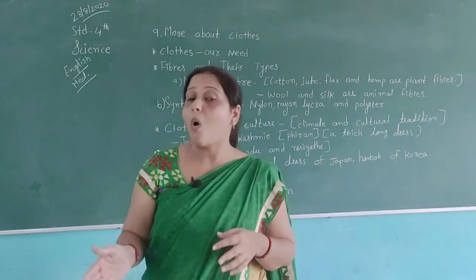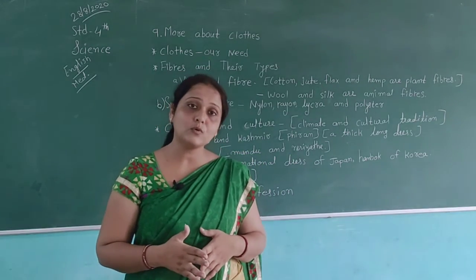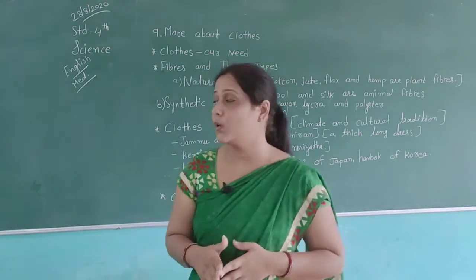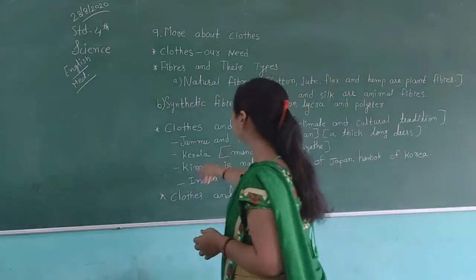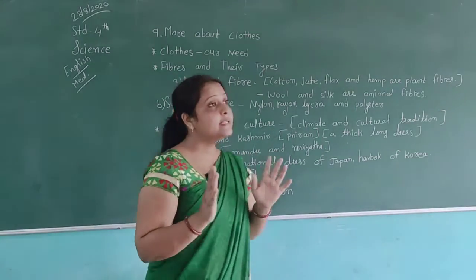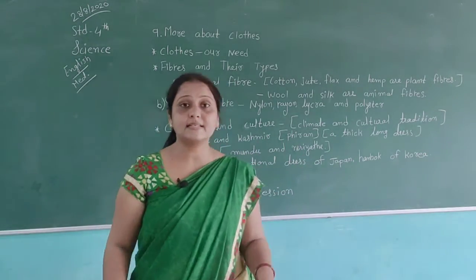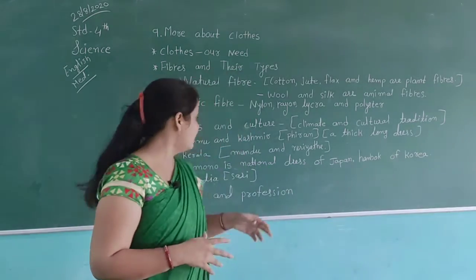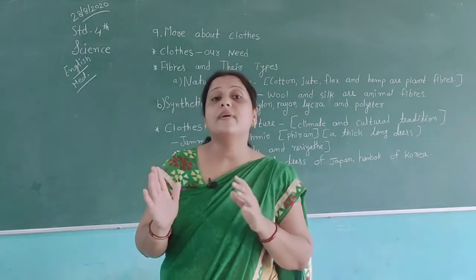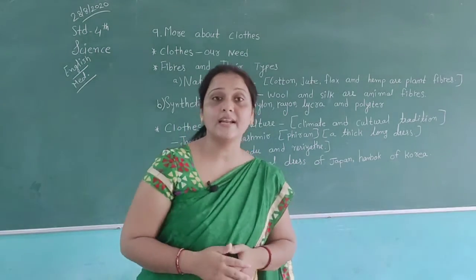And if they have a hot atmosphere, then they wear cotton clothes which protect them from the heat. So clothes also depend on the climate and tradition. Okay, then you can see here Jammu and Kashmir. In Jammu and Kashmir, there is a famous dress called the Firan, a thick long dress which they wear there. Then Kerala, Mundu and Niriyathu, they wear this type of clothes there according to their tradition, according to their climate.